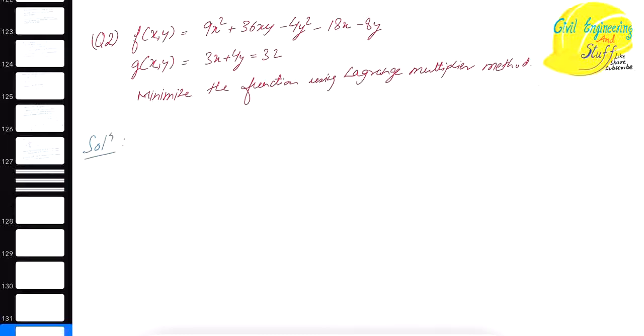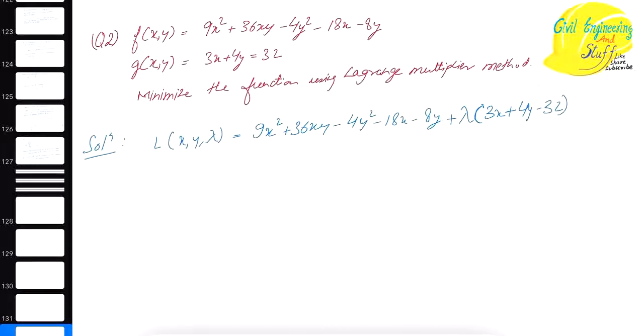So the first thing is that we have to form a Lagrange's equation using the Lagrangian multiplier lambda. So we have L(x, y, lambda). That equation will be the function value, 9x² + 36xy − 4y² − 18x − 8y, plus we'll add the Lagrange multiplier lambda, multiplied with the constraint 3x + 4y − 32. Okay, so this is our equation, right? We have variables x, y and lambda in this equation.